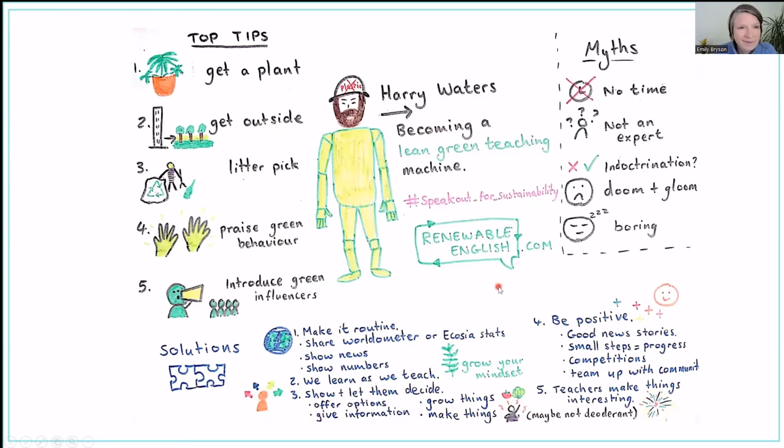So for example, this one is the prime example. This was one of the first sketch notes that I did. It was for Harry Waters' talk at Innovate on becoming a lean green teaching machine. And for this, you can have friction pens. There are friction pens, and there's felt tip versions of these, and they're erasable, which makes life a lot easier. So yeah, you could have the main points down the side.